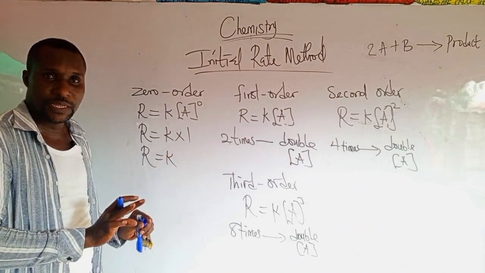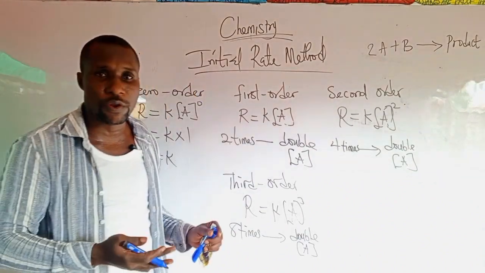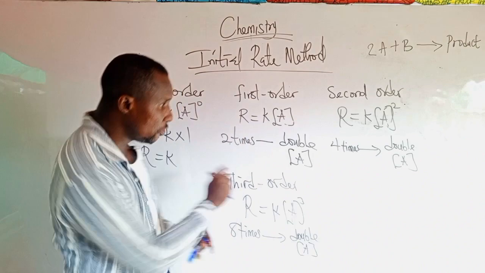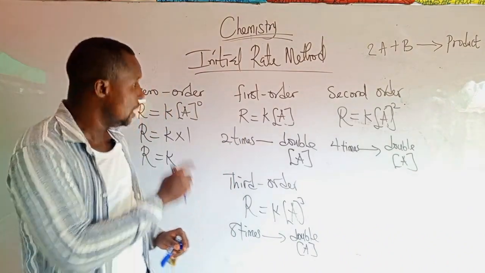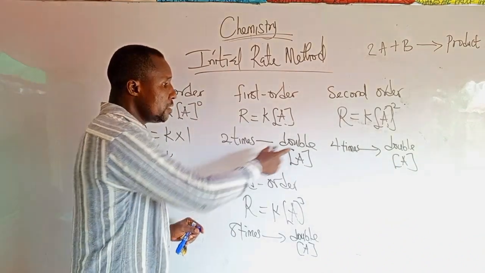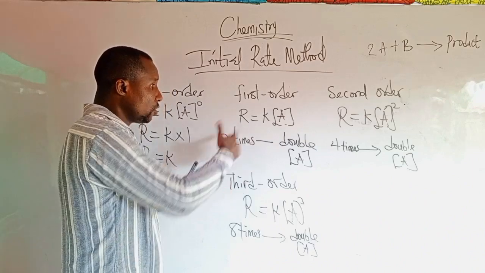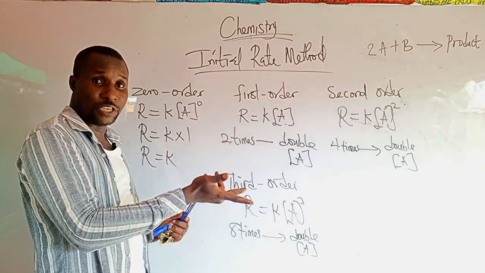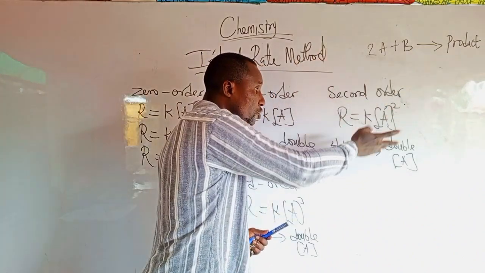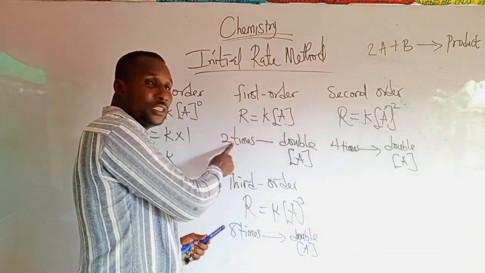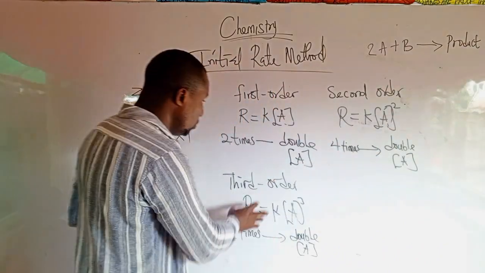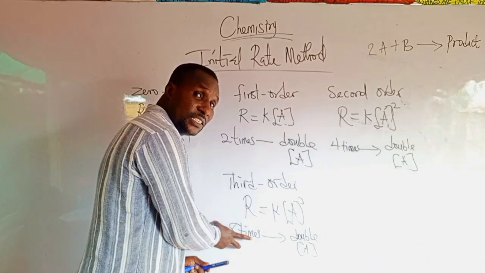I need this because there are some questions under the initial rate method in which you don't need to calculate. Just look at the table and pick your answer. Take note of this statement. For zero order, the rate does not depend on concentration. For first order, the rate of reaction is directly proportional to the concentration of A. For second order, it is directly proportional to the square of concentration. For first order, double the concentration, the rate increases 2 times. Second order, 4 times. Third order, 8 times.